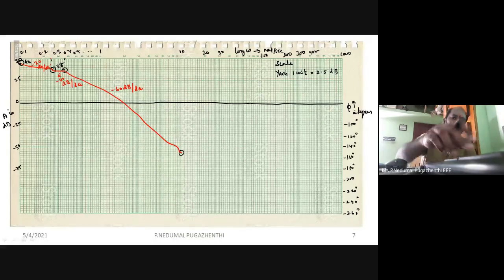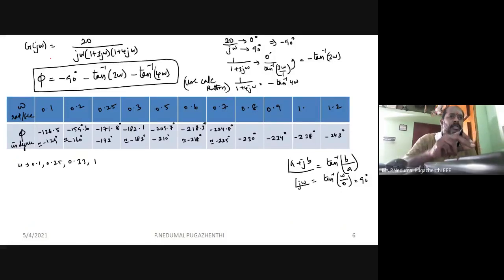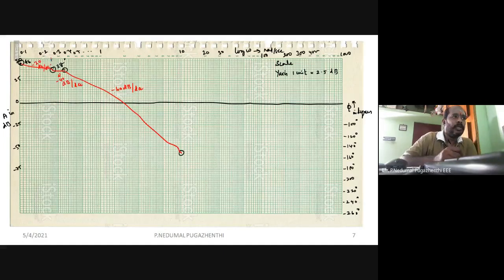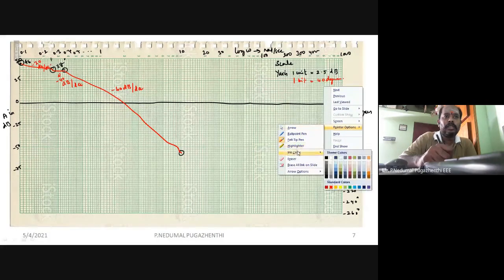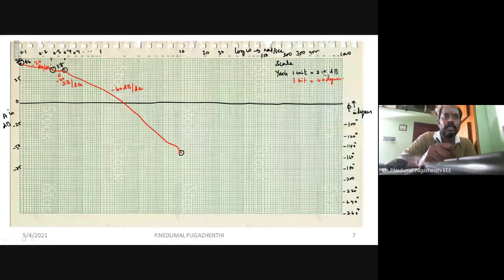What is my next table? My next table is getting the values for different values of omega. What is the corresponding phi value? So at 0.1 it is minus 129. Okay, at 0.1 this is 129. Here on your y-axis, for 10 it is going to be 40. 1 unit is 40 degrees. Not 40 degrees, 4 degrees. If I am choosing one unit, then it is going to be, I'm sorry, okay. If I am choosing one unit, okay, this is not correct.